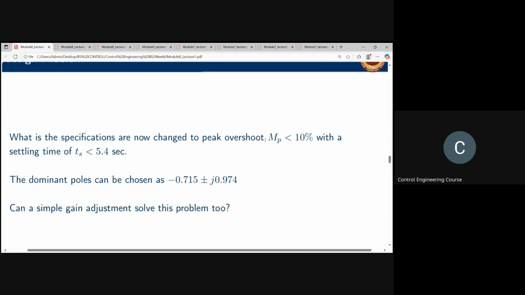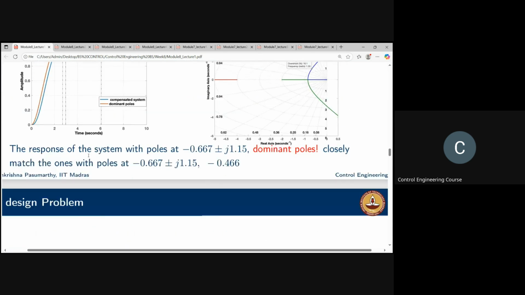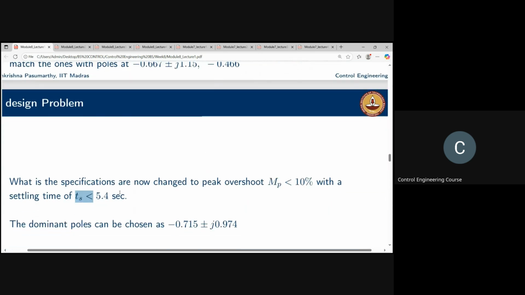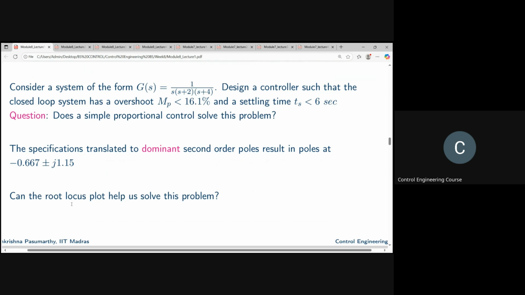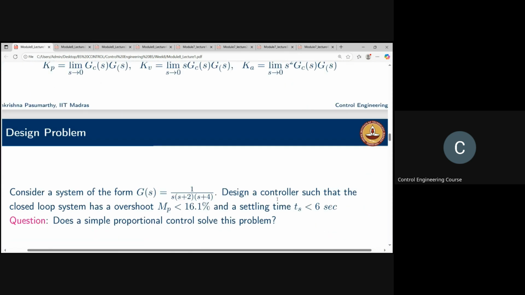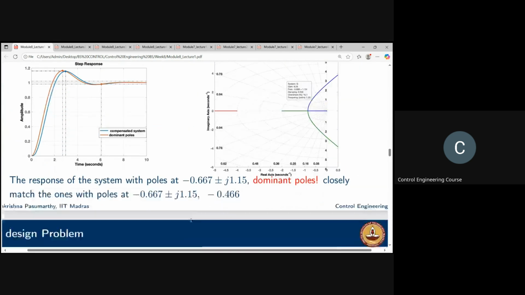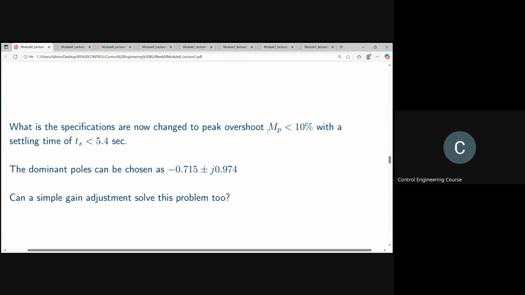Now let's look at this one, MP less than 10%. So far we had MP less than 16% and TS less than something else, if I remember right. So far we had a more relaxed constraint. Settling time could go up to 6 seconds, and peak overshoot up to 16.1. Now it's a more stringent constraint. The peak overshoot should be less than 10% compared to 16%, and TS should be within 5.4 instead of 6 point something. Got it?